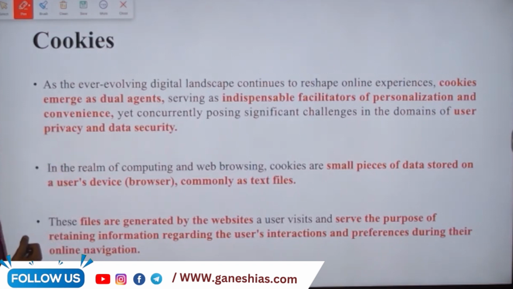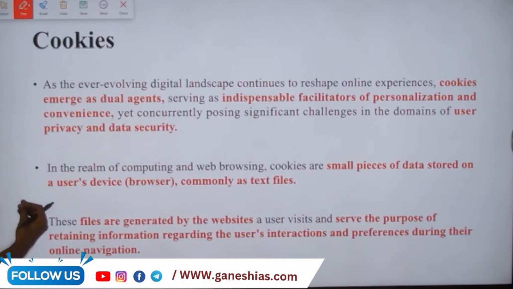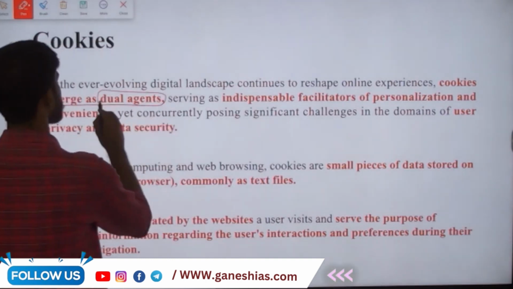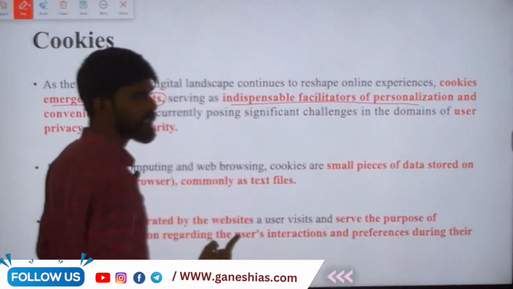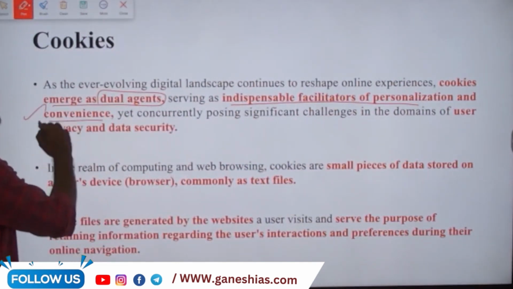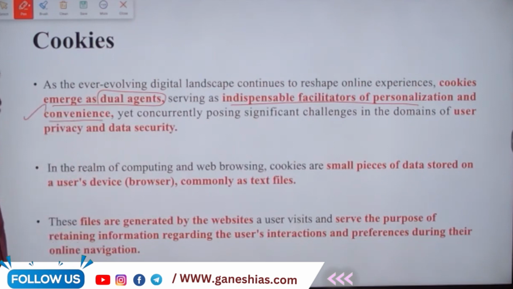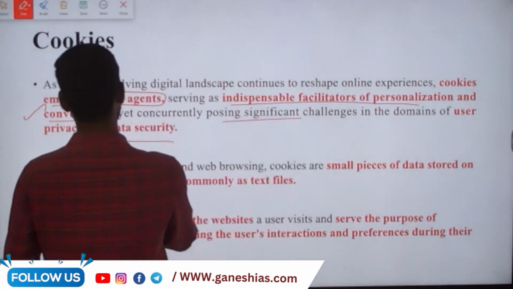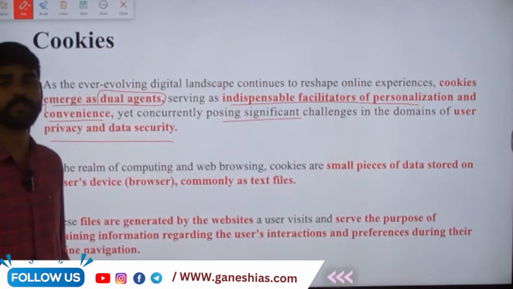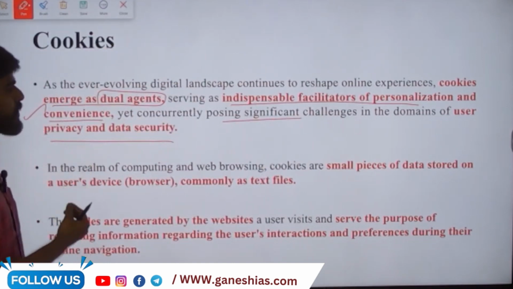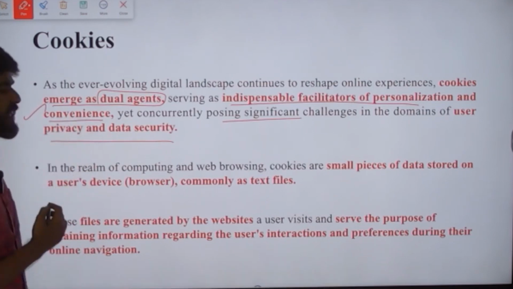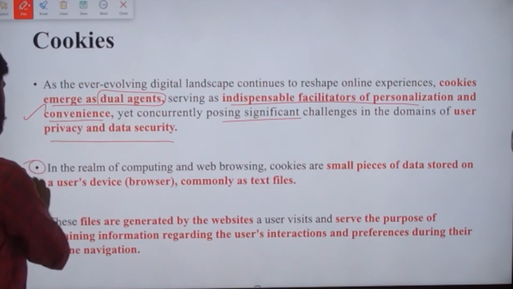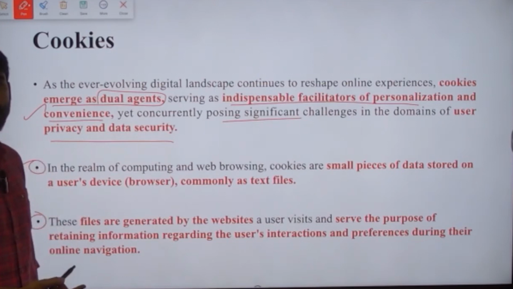As the ever evolving digital landscape continues to reshape online experiences, yes, we are experiencing that, cookies emerge as dual agents. Why are they called dual agents? Because they are serving as indispensable facilitators of personalization and convenience. Yes, this is the positive side, but they are also posing significant challenges in the domains of user privacy and data security. Okay, so that is why it is in the news now. How? Let us understand what are cookies first, and then let us get into the details of their uses and threats.